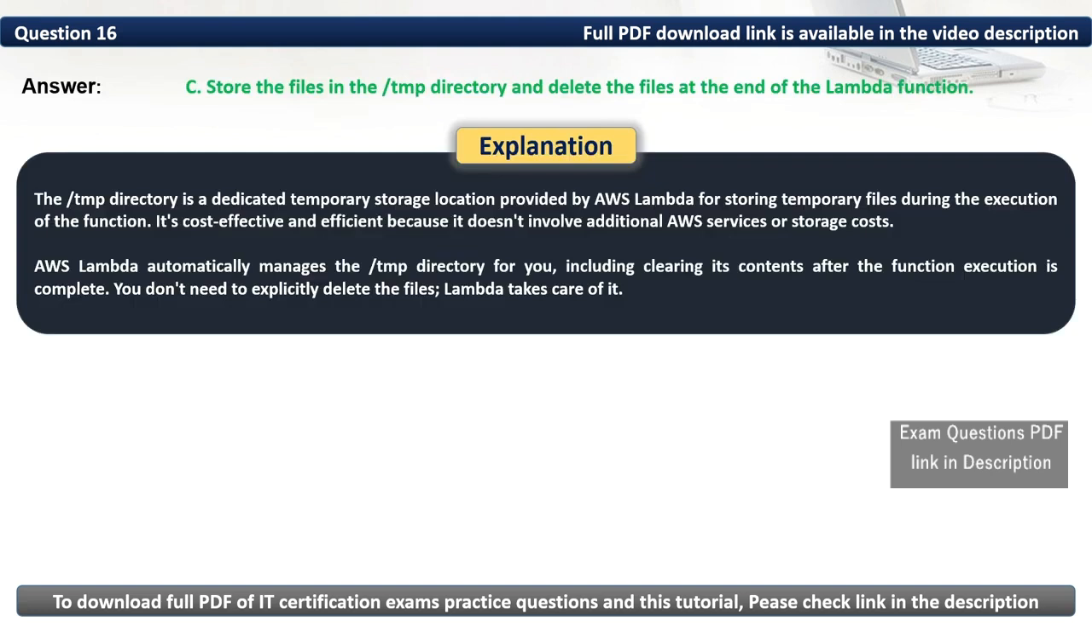The /tmp directory is a dedicated temporary storage location provided by AWS Lambda for storing temporary files during the execution of the function. It is cost effective and efficient because it does not involve additional AWS services or storage costs. AWS Lambda automatically manages the /tmp directory for you, including clearing its contents after the function execution is complete. You don't need to explicitly delete the files. Lambda takes care of it.